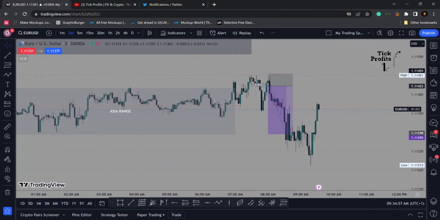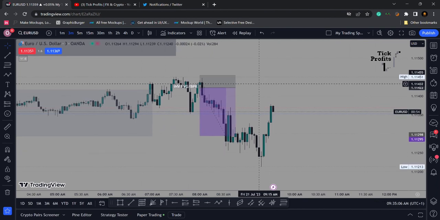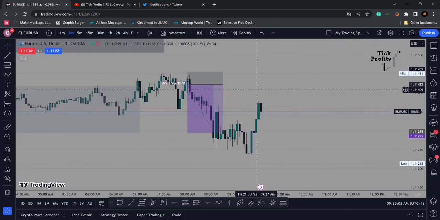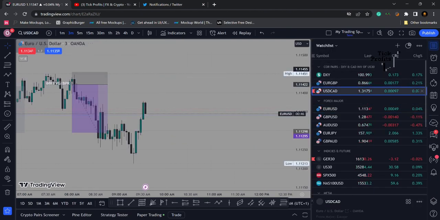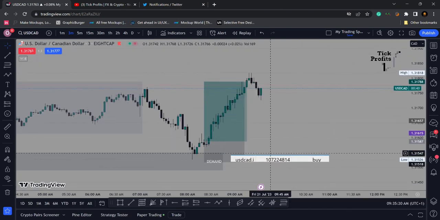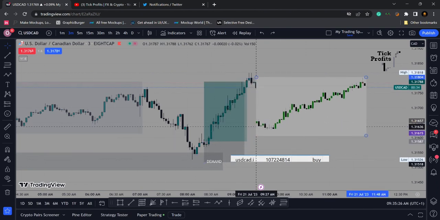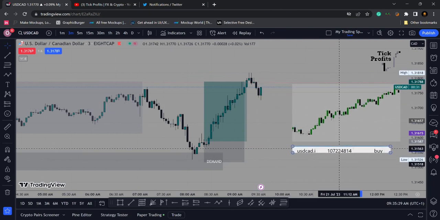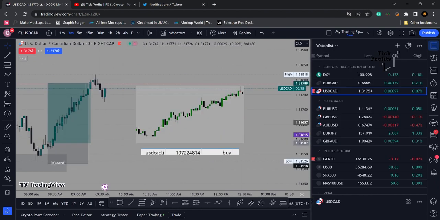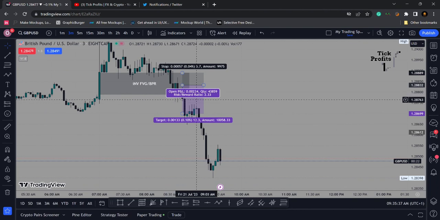So today we are going to be breaking down the trades we took today. We took three trades during the London session. The first one is the Euro USD. The second is the USD CAD that we closed for about 2.9R, that's about 3R. And the GBP USD that we closed for about 2.3R.